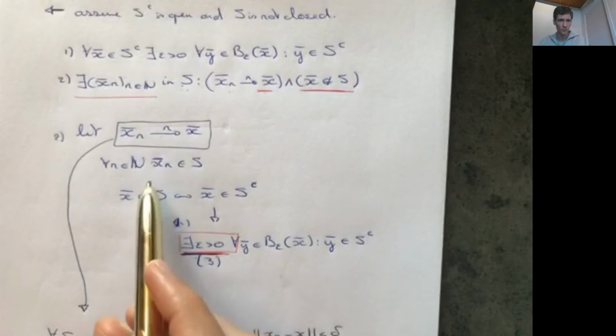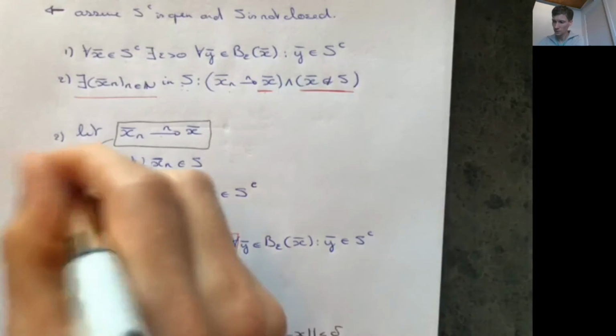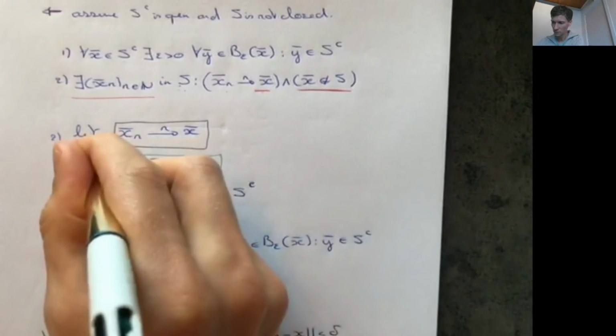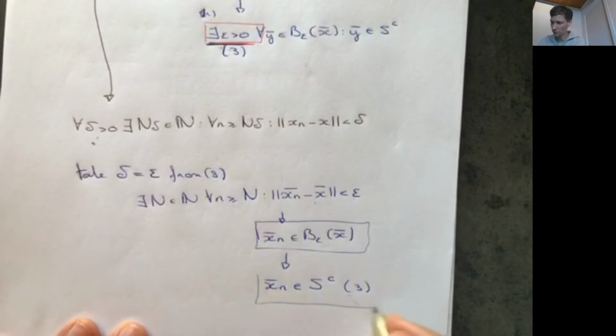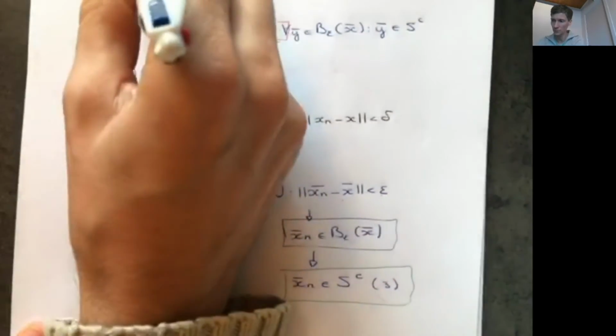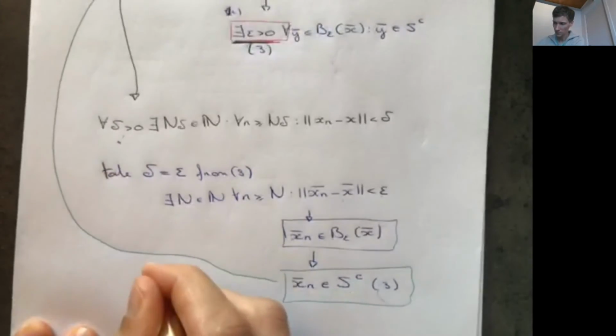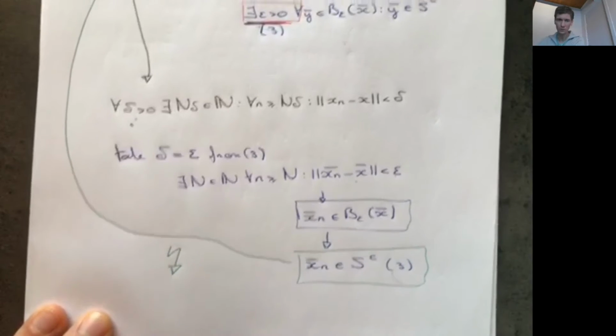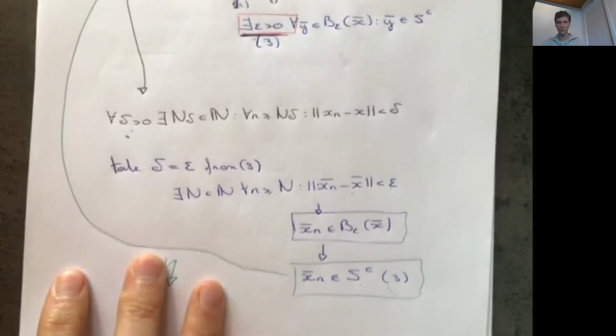Now is it possible that this is in the complement of S? Well, no, because here I assume that every element in the sequence is in S. And here I have found some elements in the sequence that are in the complement. So this is the desired contradiction.